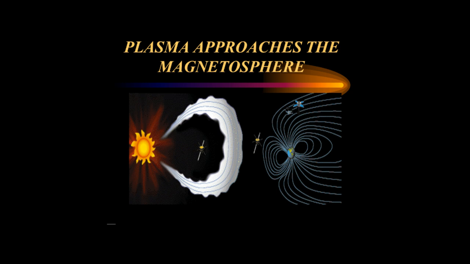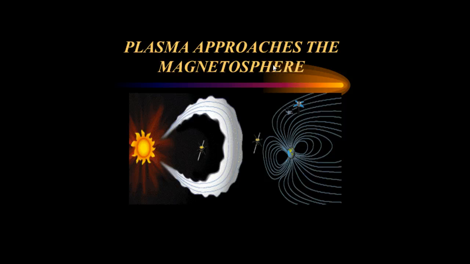Now the Earth is shielded from a full blast of these particles, plasma, by what's called its magnetosphere. Write that down. You see the word right up here, magnetosphere. Also write that the magnetosphere is a large bubble of magnetic field that deflects the solar wind.